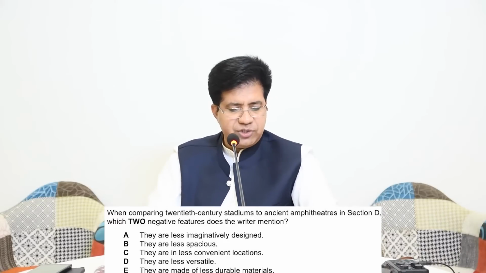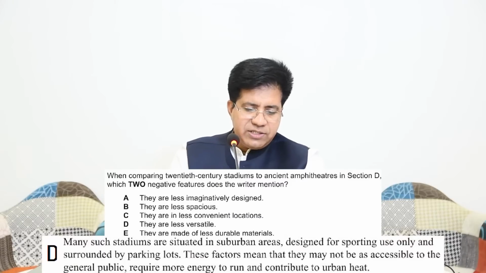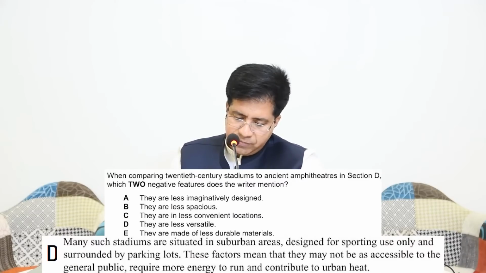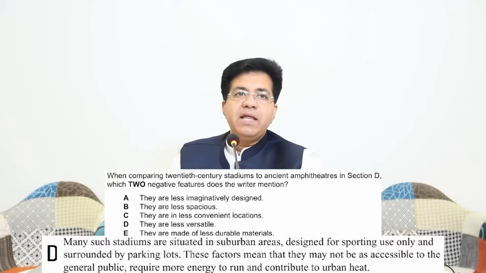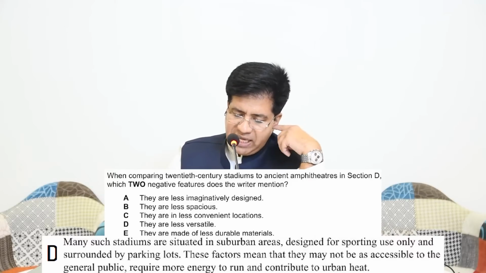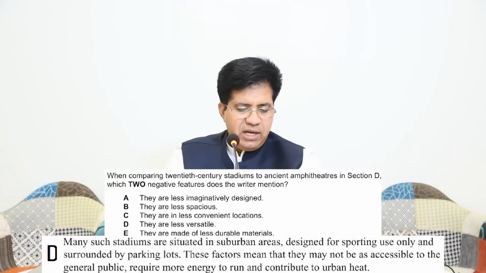2 negative features. Okay, I'm reading this section D. Let's read it from the beginning. There are many similarities between modern stadiums and ancient amphitheaters. Intended for games, but some of the flexibility was lost at the beginning of the 20th century as stadiums were developed using new products such as steel and reinforced concrete and made use of bright lights for nighttime matches. Let's go on. Negative features.